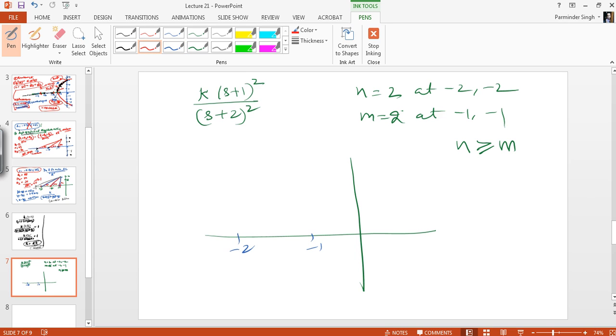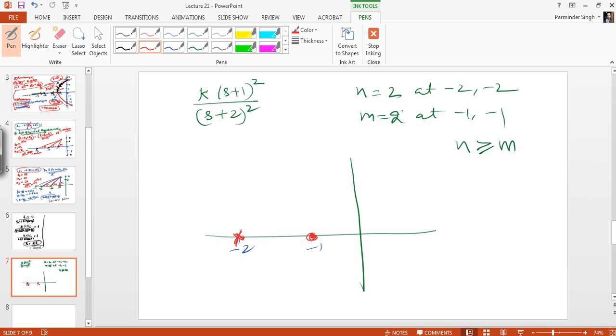So we have two zeros at -1. So one zero is this, the other one is again here. So we're going to highlight it a bit bigger. At -2, we have two poles. So we have one pole, we have another pole. Clear? So we have two poles.